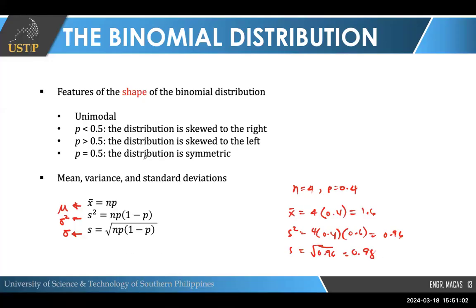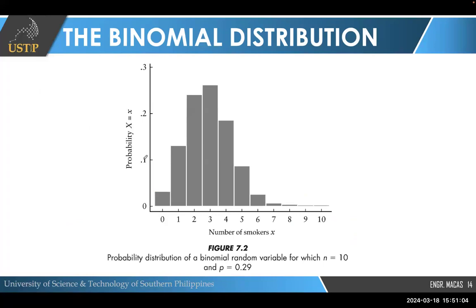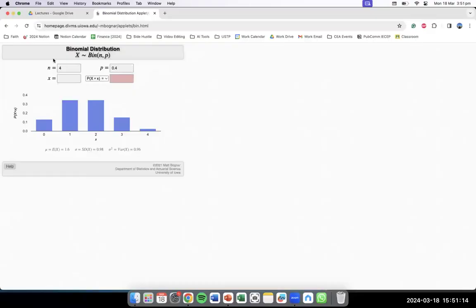All right, so let's move on to some examples of graphs. Okay, this one, class, is a probability distribution of some binomial random variable for n is equal to 10, and p is equal to 0.29. So you can input it here: n is equal to 10, and p is 0.29. This is how it looks.